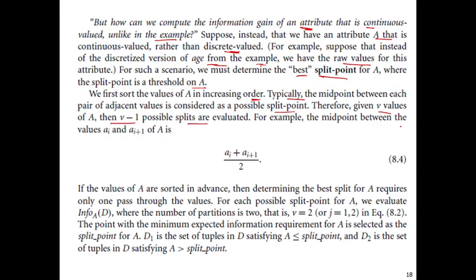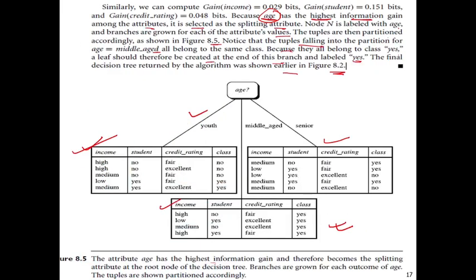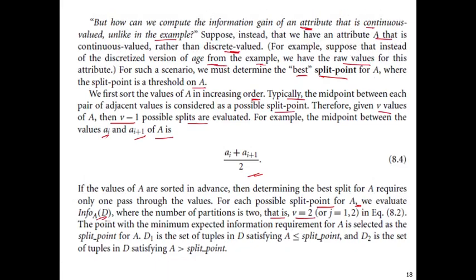For example, the midpoint between the values a_i and a_(i+1) of A is (a_i + a_(i+1)) divided by 2. If the values of A are sorted in advance, then determining the best split for A requires only one pass through the values. For each possible split point of A, we evaluate Info_A(D), where the number of partitions is 2, that is V equal to 2 in equation 8.2. So we will have the splits and arrange them in sorted, increasing order.